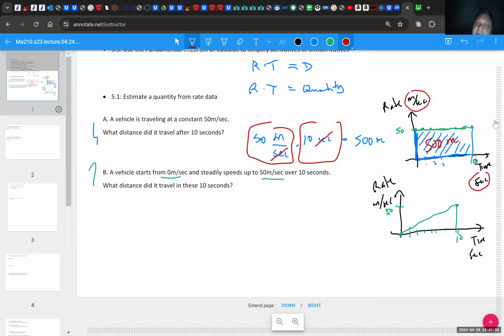In this case, the rate goes from 0 to 50, so it's not a constant rate. Over 10 seconds, we get a picture of a triangle. So what's the area of the triangle? Well, it's 1/2 times the base times the height, which in our case, the base is 10 seconds, and the height is 50 meters per second. Let me get a little more space here.